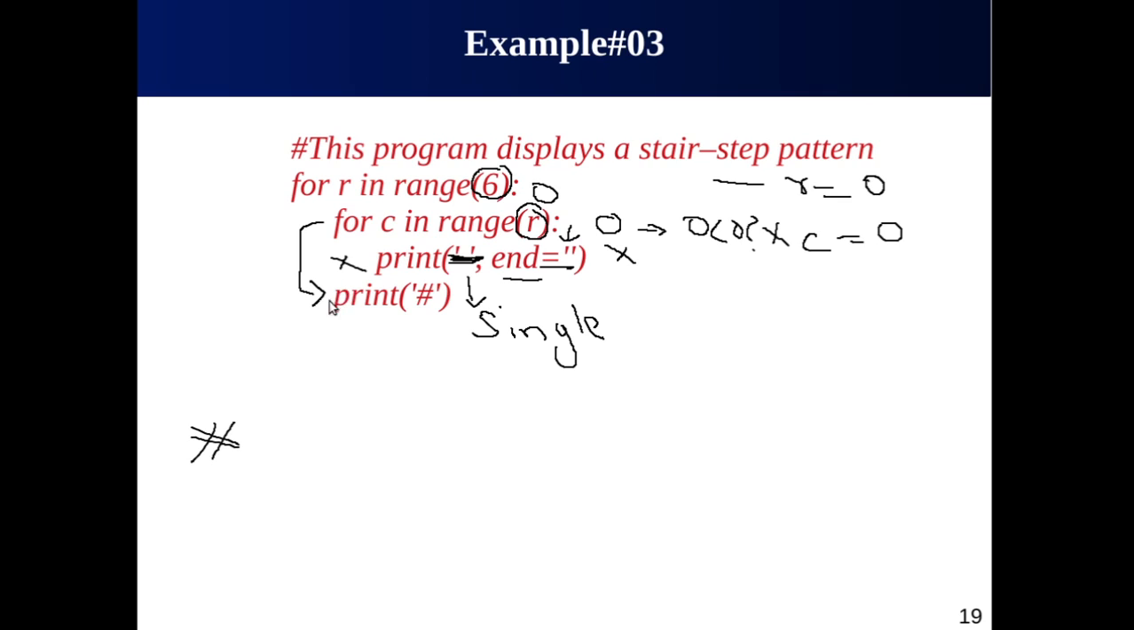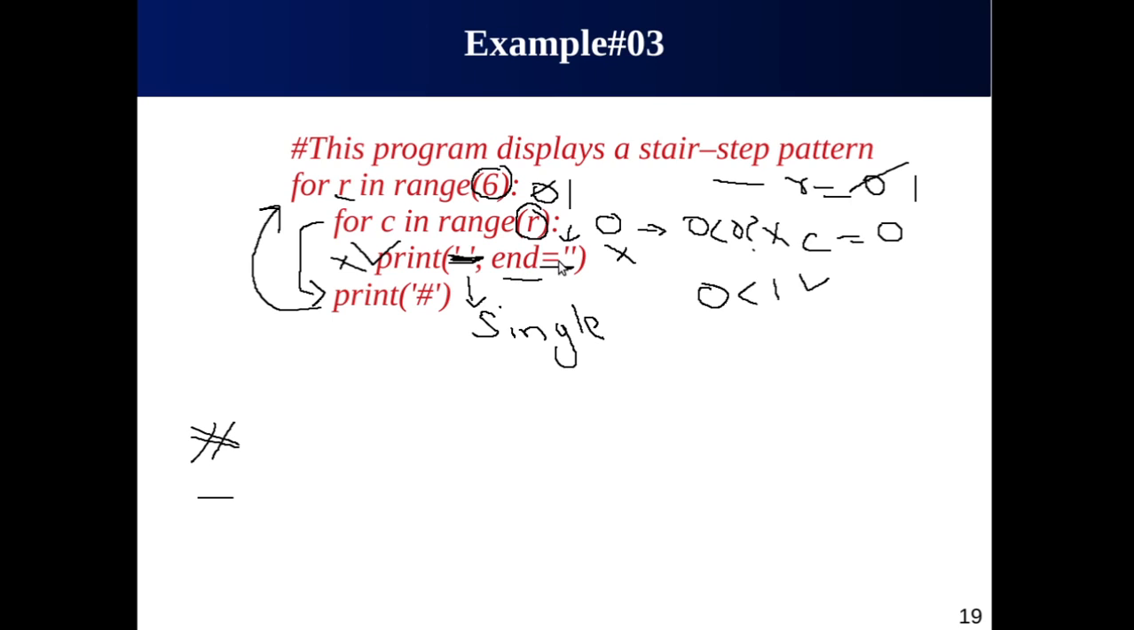Okay, so go back now to the outer loop. Increment the value of r by 1. Now the new value of r is 1. The new value of r is 1 here as well. So the initial value of c is 0. Check the condition. 0 is less than 1. Yes. Once the condition is true, you have to execute this statement. What will happen here? It will print an empty space.